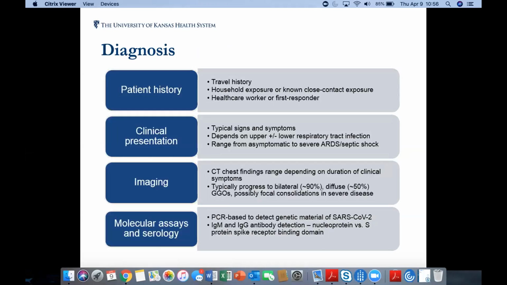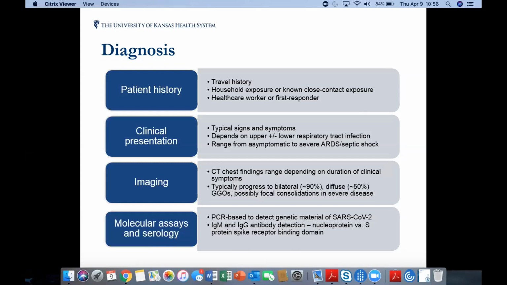So diagnosis, it's important to take a number of different things into account when trying to make a diagnosis. First, patient history. I think travel history was very important in the beginning of the pandemic, but now that it's in pretty much every country, and in the United States, in every city and most counties, I think travel history is not extremely important. You definitely need to take it into account, but community spread is so important for these patients. I don't know if travel history is as important as it used to be. We know household exposures and known close contacts are at significantly elevated risk, and healthcare workers and first responders are at a much higher risk as well.